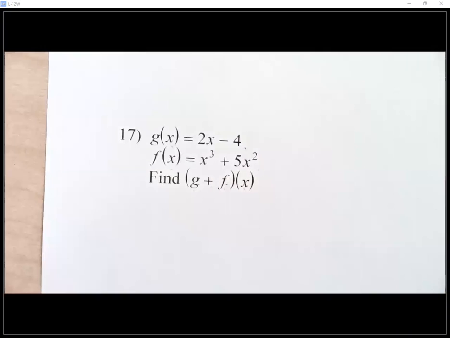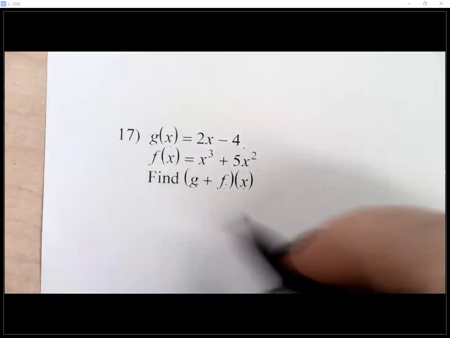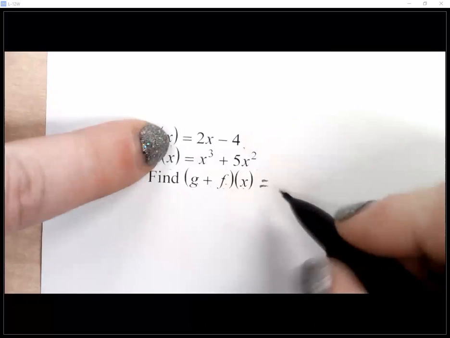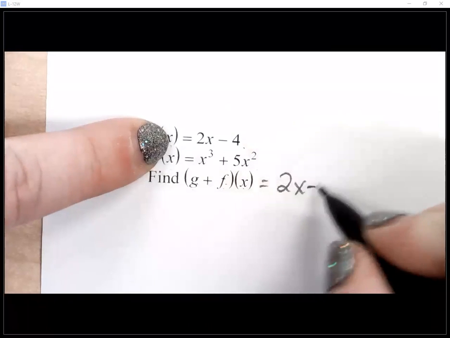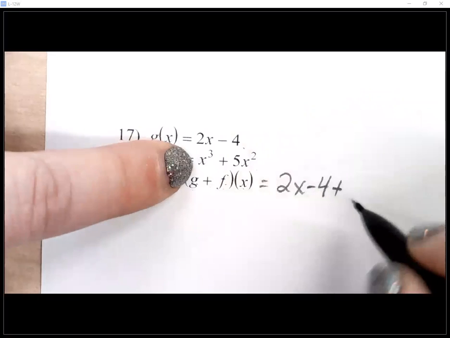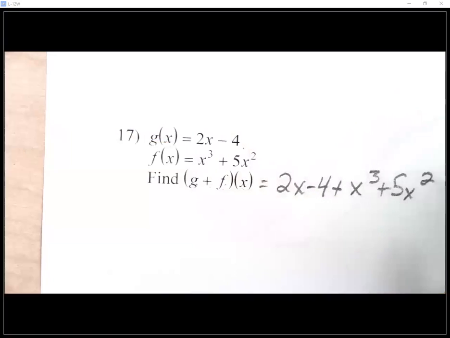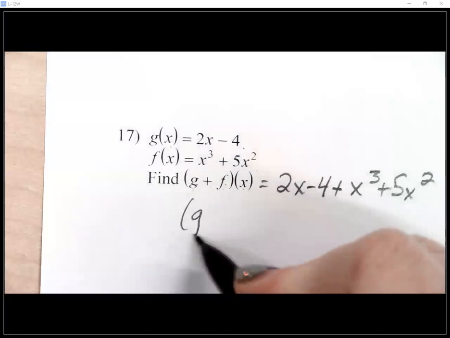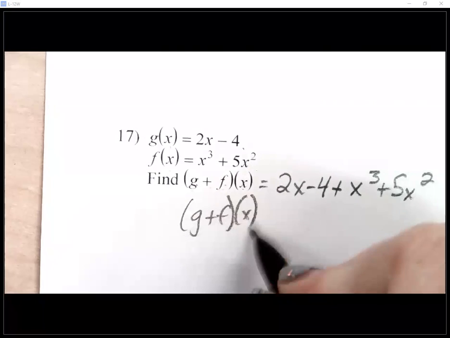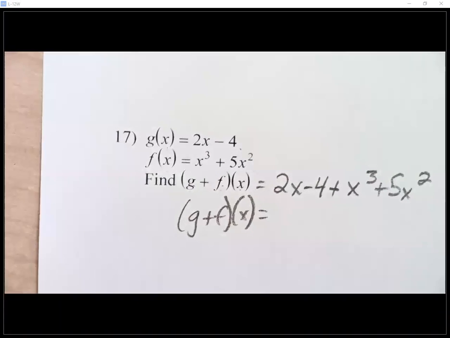So I'm just going to take the g. So g was 2x minus 4. And I'm going to add to it the f. x to the third plus 5x squared. Combine like terms if we have any. So the left hand side, I'm not touching, right? That stays by itself.